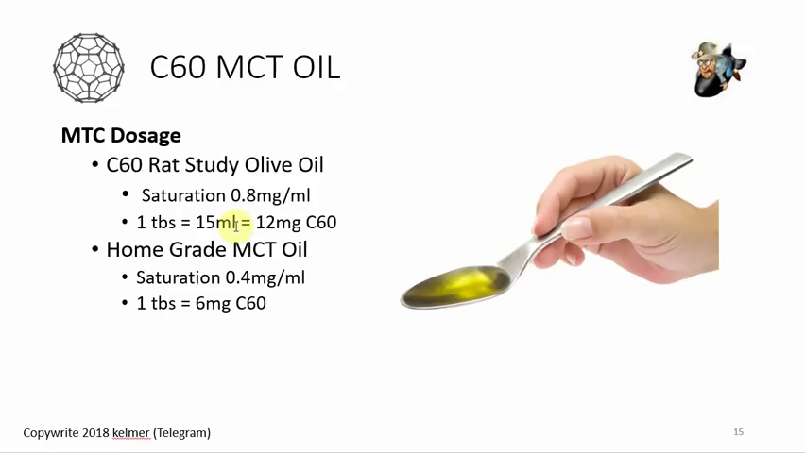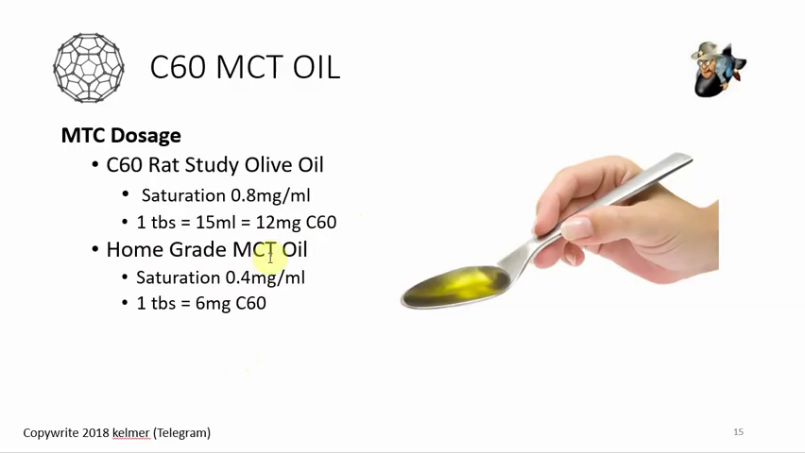But if you take a look at the rat study, which is the benchmark of all, the saturation rate is 0.8 milligrams per milliliter. That's how much C60 is in the oil. And one tablespoon is around 15 milliliters. So when you take C60 in olive oil, one tablespoon, you are pretty much taking 12 milligrams of C60. Everyone always talks about the oil, but what's really important here is how much C60 you are trying to take. If you're taking regular olive oil or avocado oil at 0.8 milligrams per milliliter, you're getting about 12 milligrams per tablespoon.